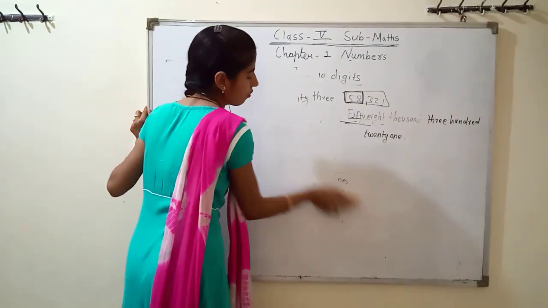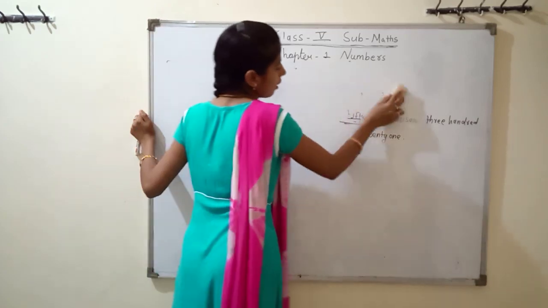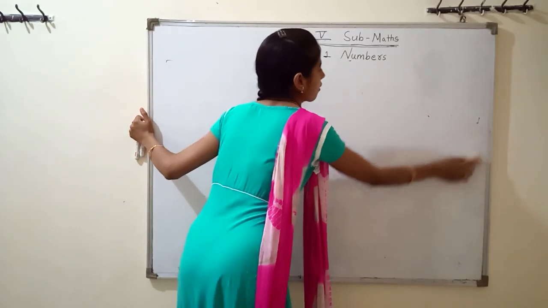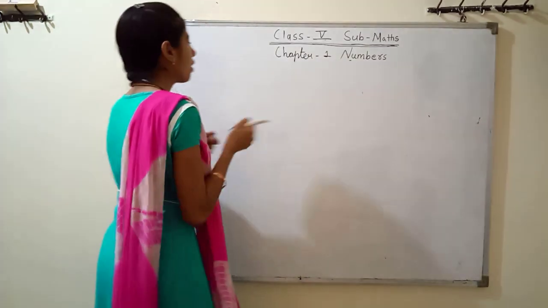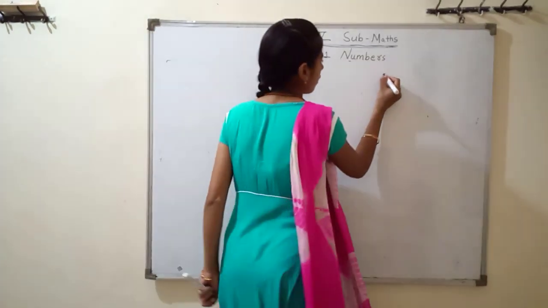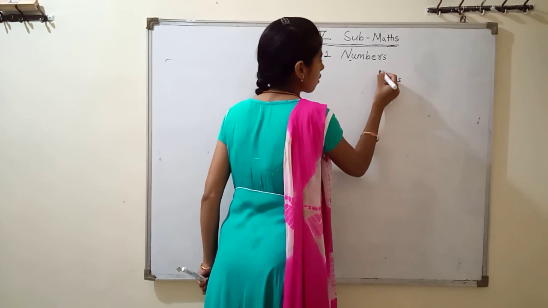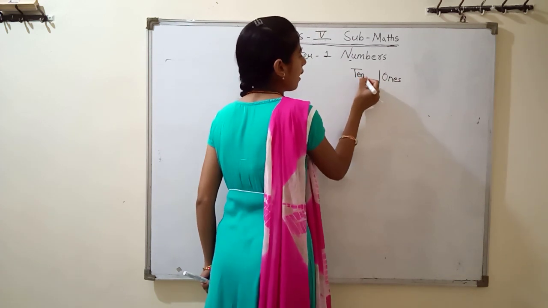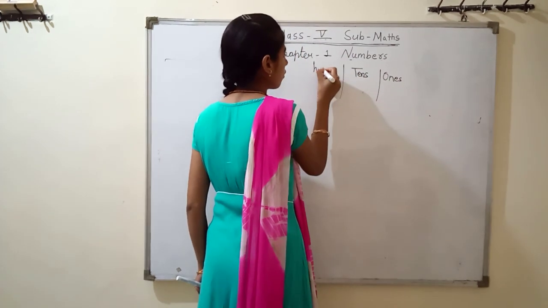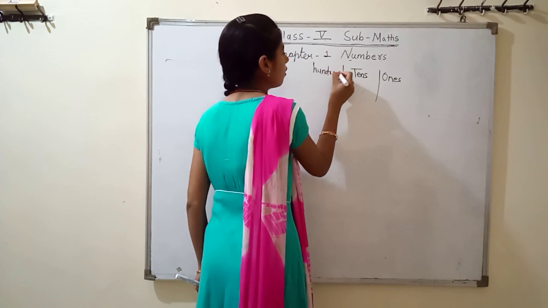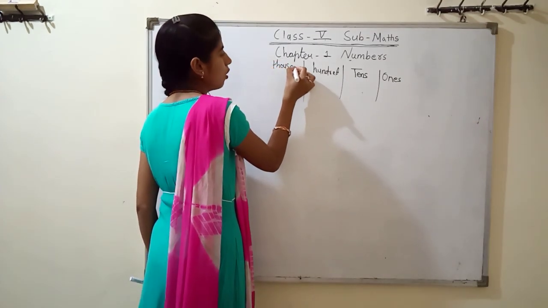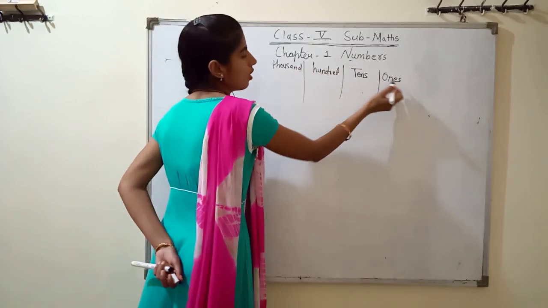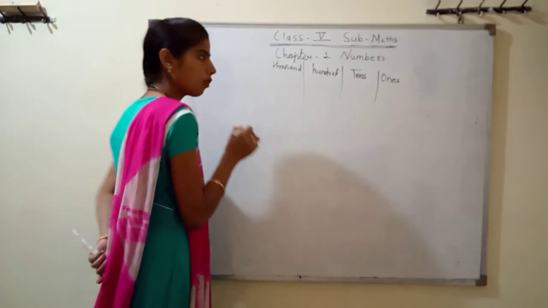Up to 5-digit numbers are given, and how we make our index, and how you write your numbers in words, and how you read. First is our ones, tens, 100, 1000. Look at it. Its total is 1, 2, 3, 4. It means only 4 digits.